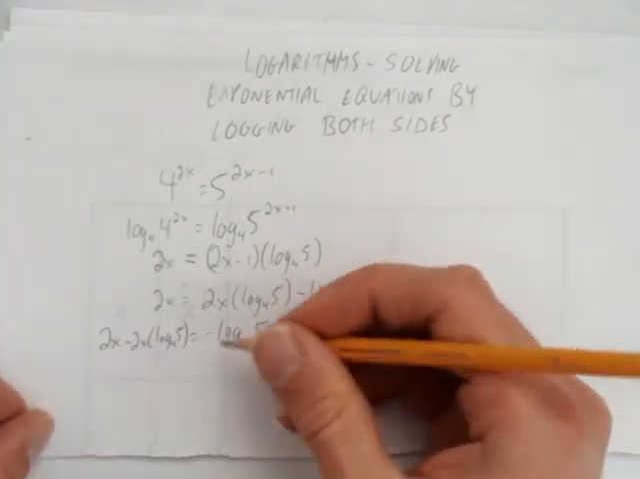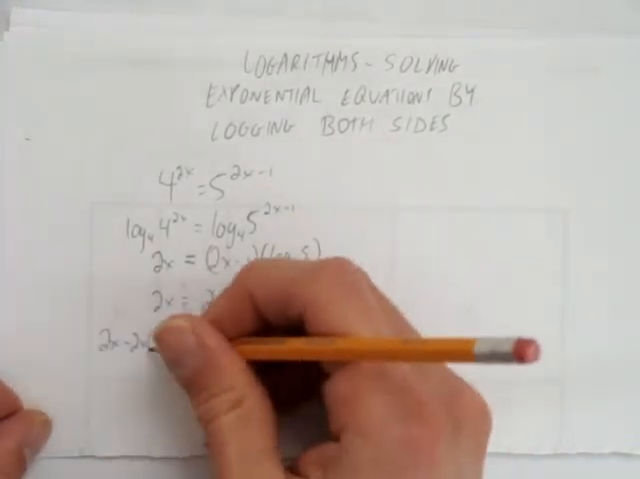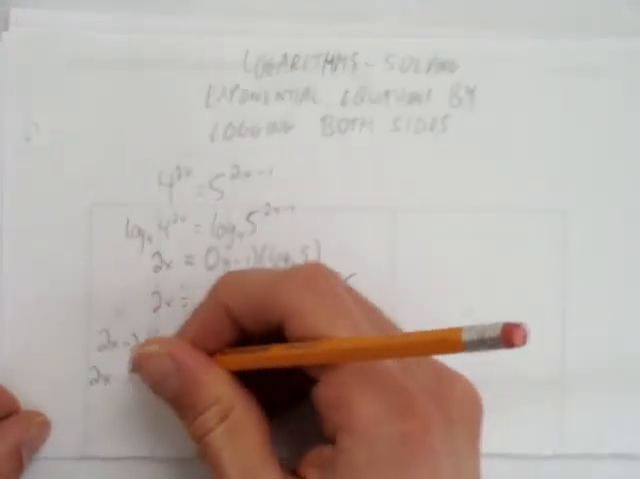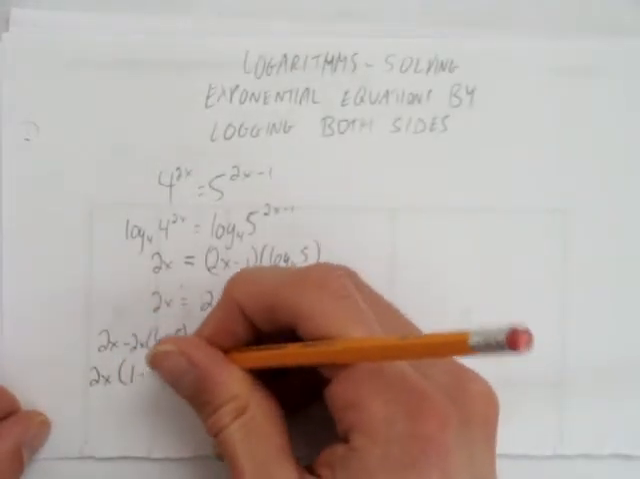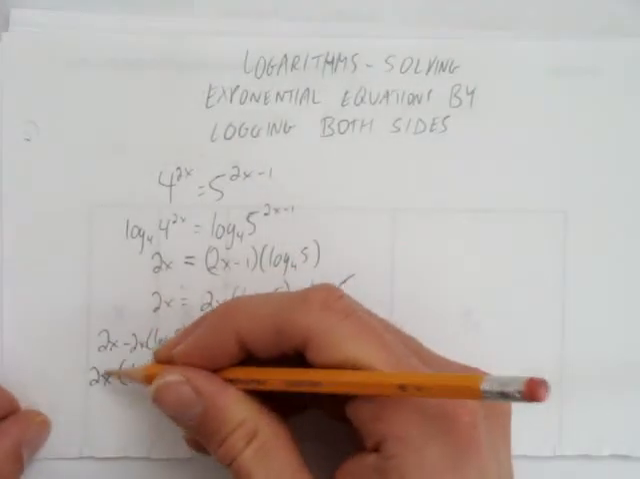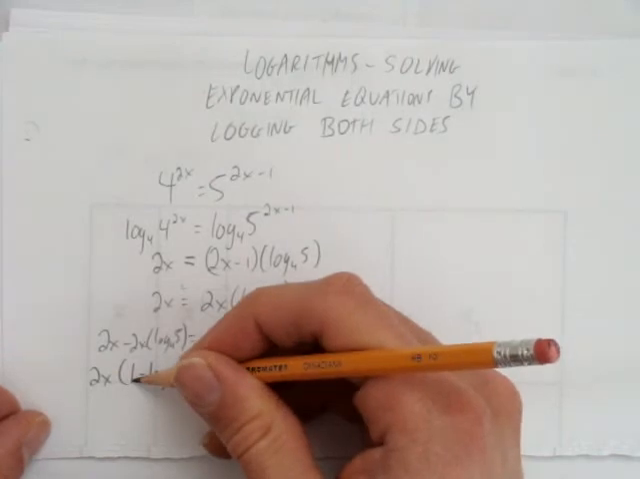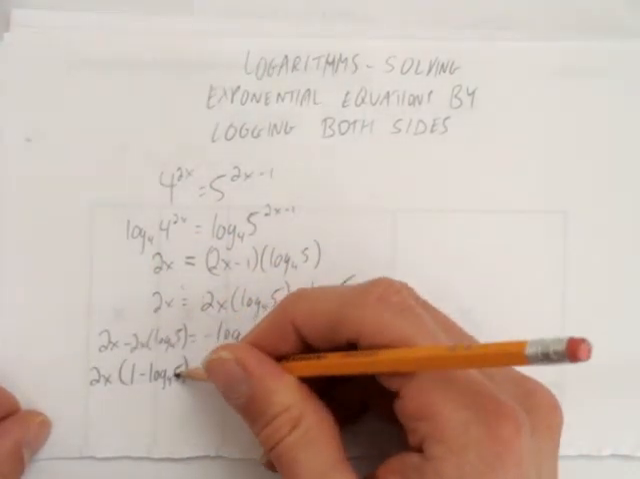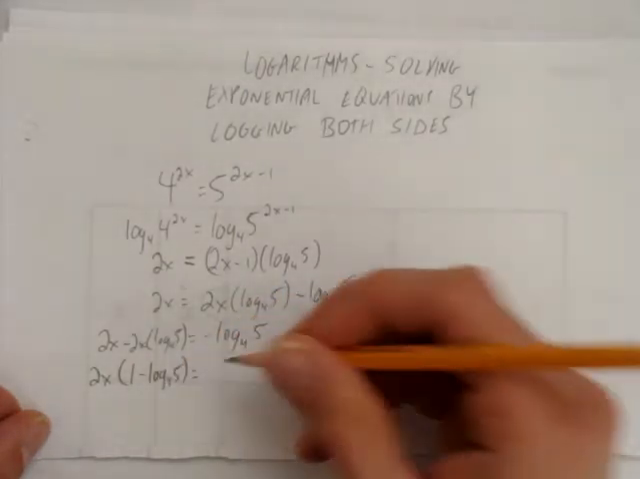And now that I'm there, I can factor out 2x on this left hand side, pull a 2x out in front, and I get 1 minus log base 4 of 5. That's just the result of factoring. Take a 2x, divide it out of 2x, you're left with 1, and divide this second term by 2x, you're just left with the log base 4 of 5 and the minus in front.